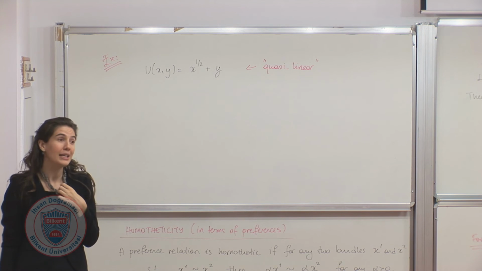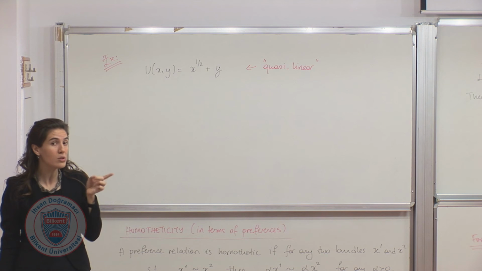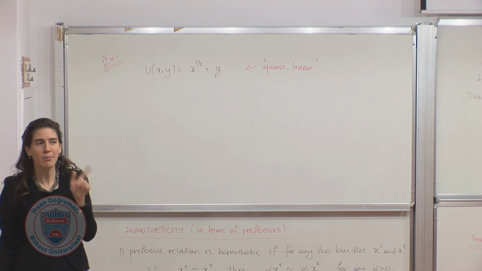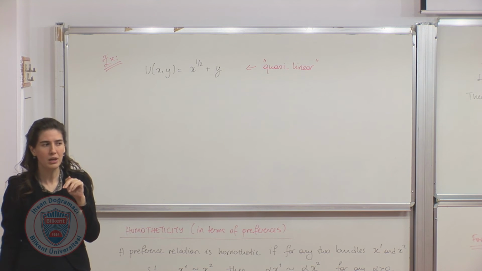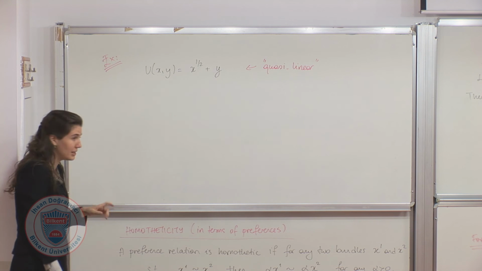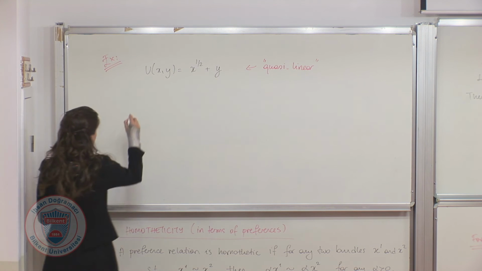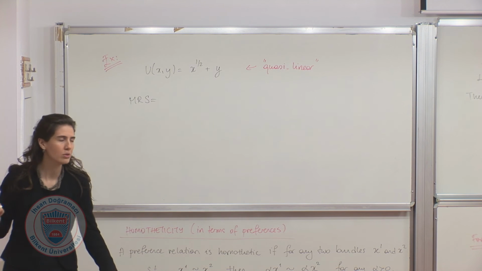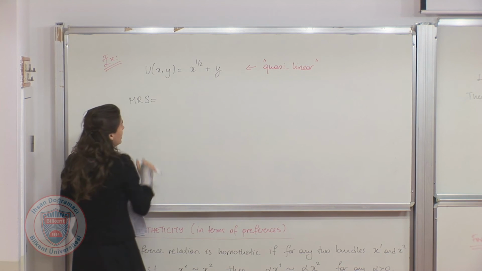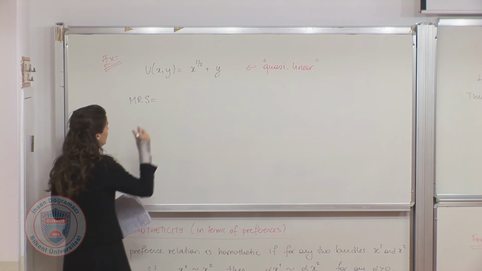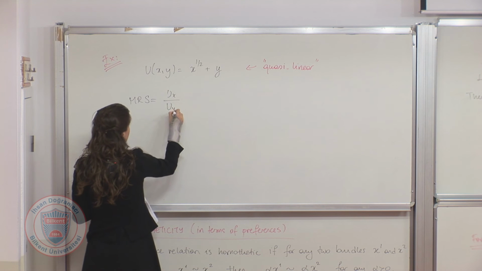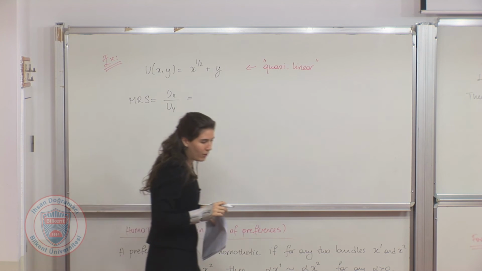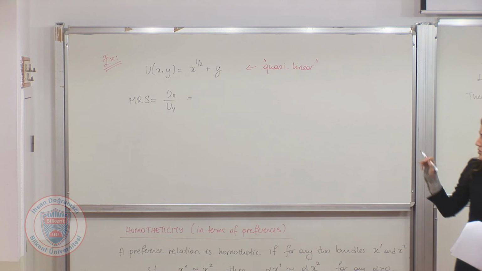MRS, right? And here we also know that if it's homothetic, then the marginal rate of substitution should only depend on the y over x ratio, right? If it doesn't, then we can definitely say that it's not homothetic. So let's see. First, I'm not even going to draw it, but then I'll tell you why it's called quasi-linear. What is MRS? It's u_x divided by u_y, right? So this is MRS.